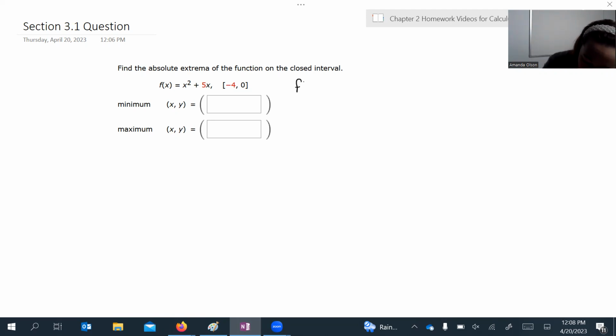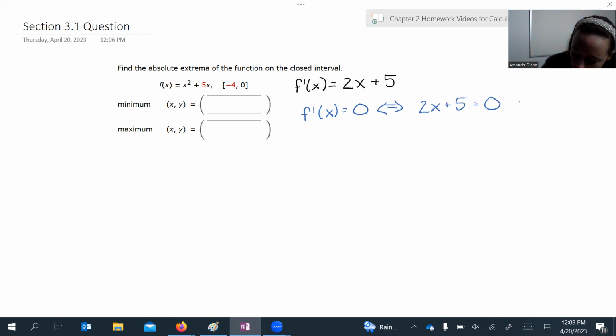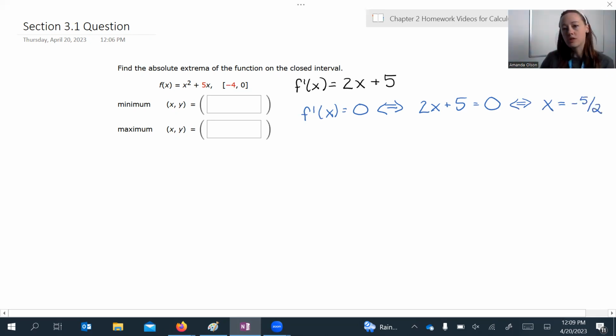So to do that, I need to find f prime of x. This will allow me to find my critical numbers. So f prime is equal to 2x plus 5. And then we want to know, where is that equal to 0? So f prime of x is going to equal 0 if and only if 2x plus 5 equals 0. That's going to happen if and only if x equals -5 halves. You might show a little bit more of the intermediary steps of isolating x. I skipped that. You can pause the video at any time and evaluate those.